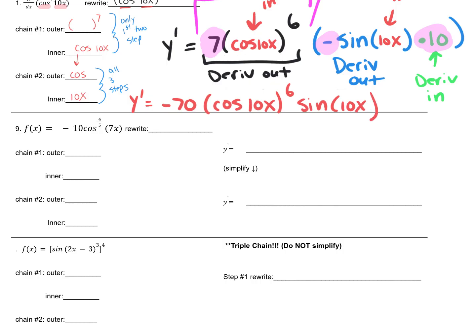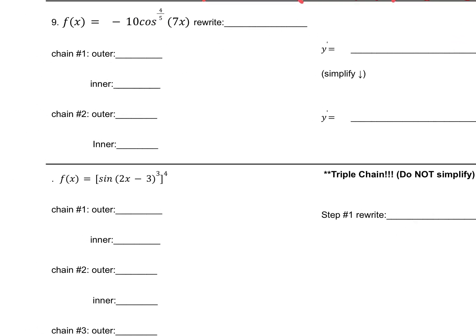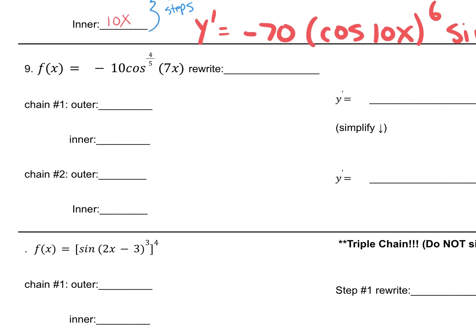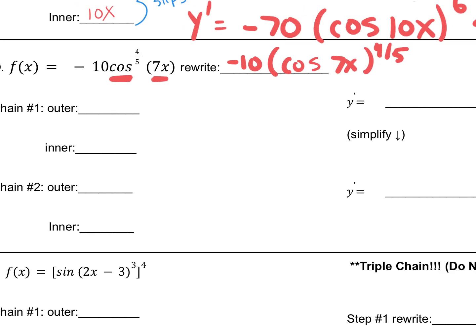Yay! All right, let's go to number 9. Again, let's rewrite it. This 4/5 applies to everything immediately to the left and to the right of it. So that would be -10, and then we have the cosine of 7x all to the 4/5. Okay, again, we see 3 functions: cosine, trig function, linear, 7x, and then something to the 4/5. We are 4/5ing these two functions. This is our outermost.